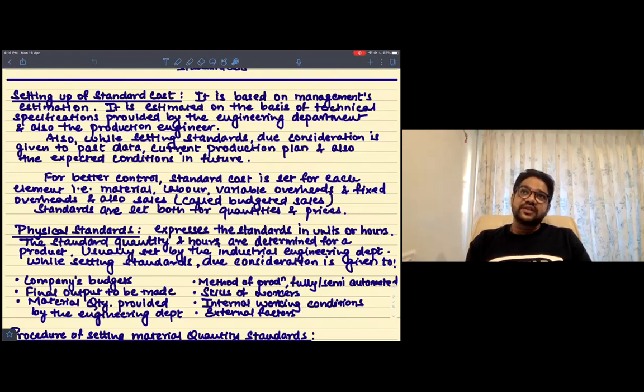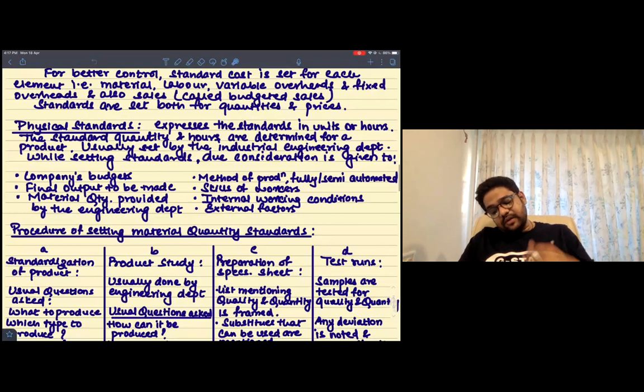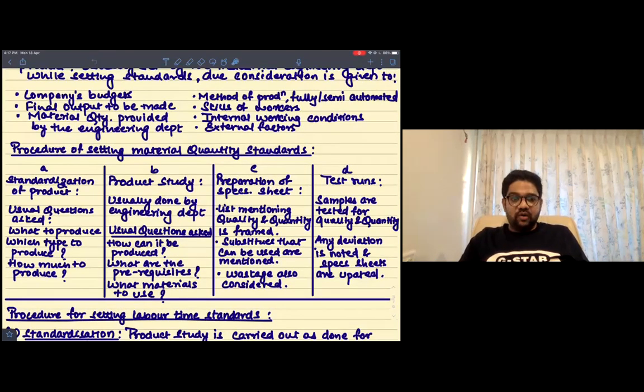Okay, what are these physical standards? These are those standards which are set up for the number of units or the number of hours. So these are set up for the number of units and hours, and the standard quantity or hours are determined for a product, and this is set up by the industrial engineering department.